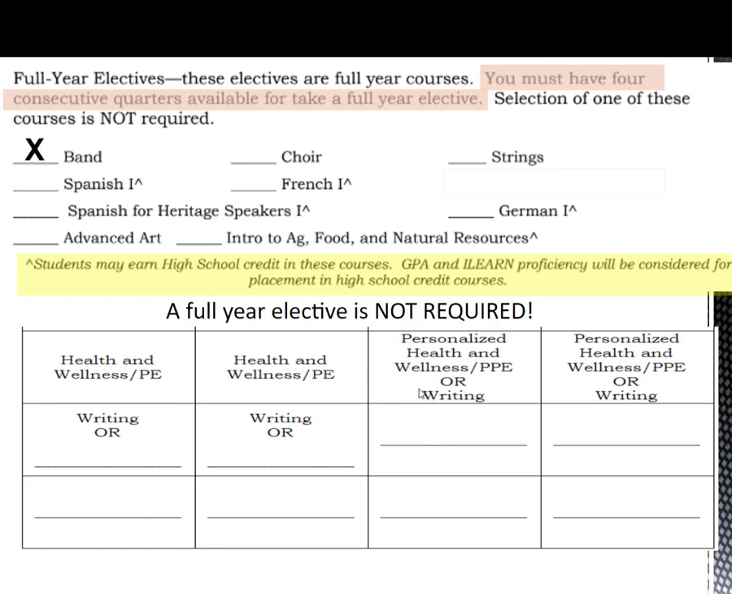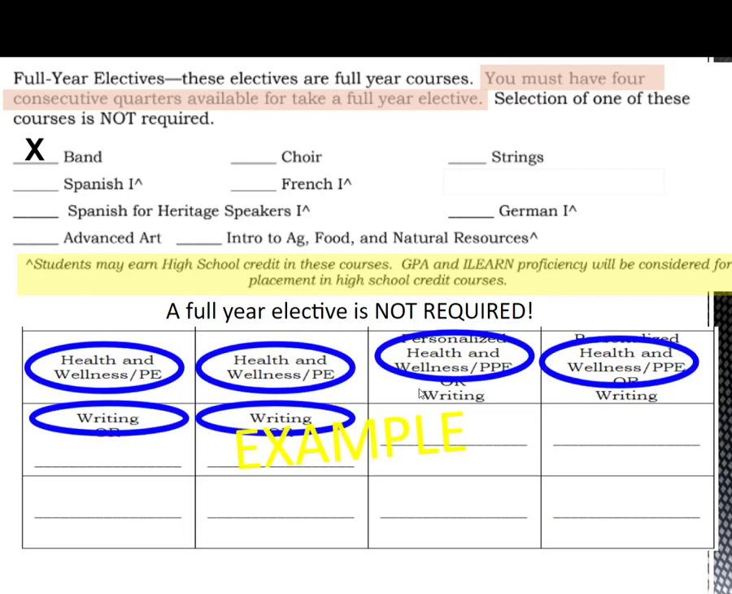If you want a class like band, choir, or strings, you're going to put an X next to it, and then you are going to write it into the boxes. Kind of like this. So this person chose to take personalized PE. So once they write band in there, you see that they have 2 open slots for electives. So when they choose their 9-week electives, they're only going to choose 2 electives and their alternates.